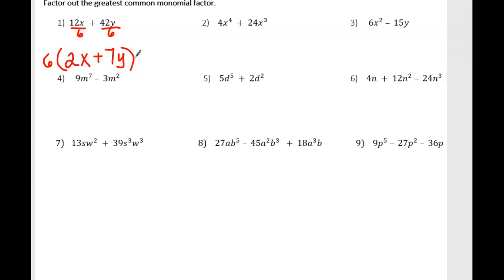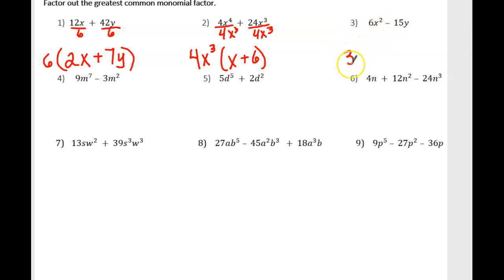If I look at number 2, for the coefficient piece, 4 and 24, my greatest common factor would be 4. For the x variables, if I have x to the fourth and x to the third, the lowest exponent would be x to the third. So I'm going to factor out a 4x to the third. Dividing each of these terms by 4x to the third, or reverse distributing, I'm going to get an x. And 24 divided by 4 is 6, so it would be x plus 6, because the x to the thirds would cancel out.